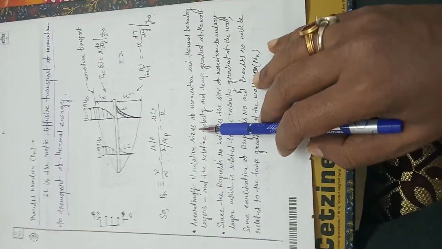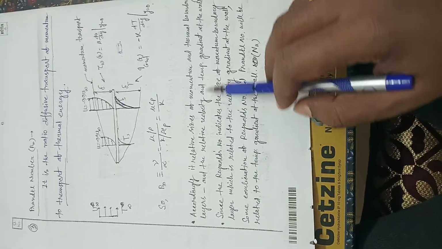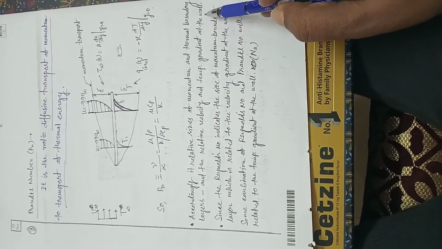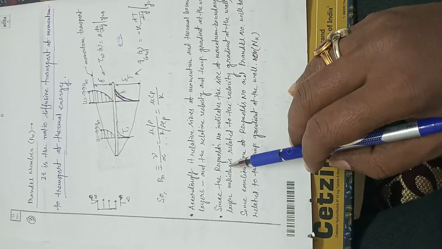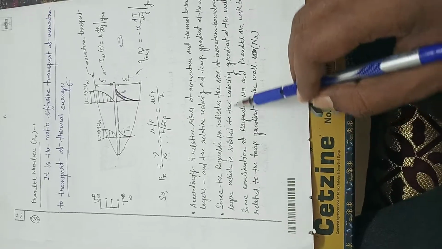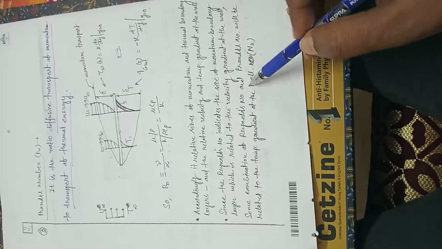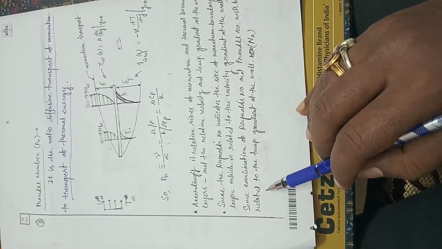Accordingly, it relates the relative sizes of the momentum and thermal boundary layers and the relative velocity and temperature gradients at the wall. Since the Reynolds number indicates the size of the momentum boundary layer, which is related to the velocity gradient at the wall, some combination of the Reynolds number and Prandtl number will be related to the temperature gradient at the wall. That is the Nusselt number.